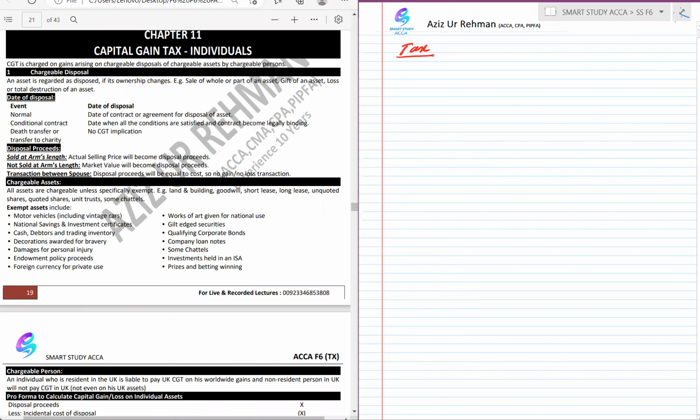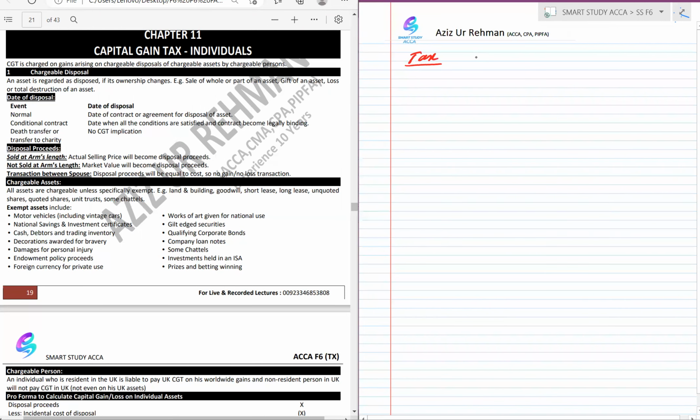Tax. Students, tax means part or portion. So tax is basically part of our income, a portion of our income, which we will contribute towards the state against the facilities which we are receiving from the state.